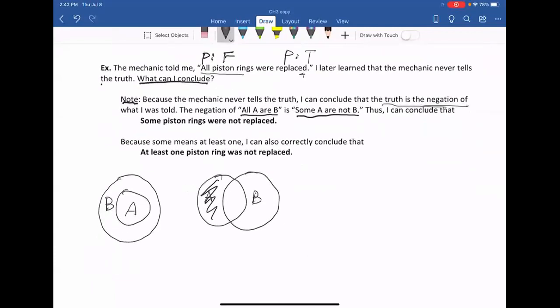Okay, some piston rings were not replaced. Because "some" means at least one, I can also correctly conclude that we use "at least one" to replace "some". See this picture: at least one element in A is not in B. That means I can use "at least one" to replace "some". At least one piston ring was not replaced.